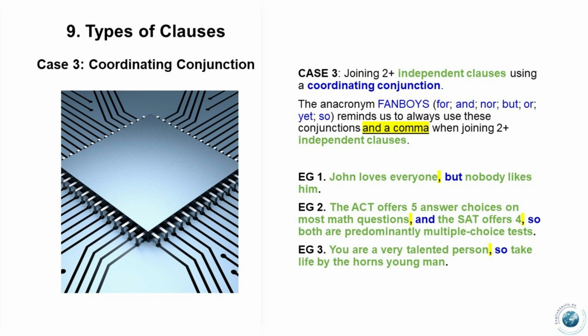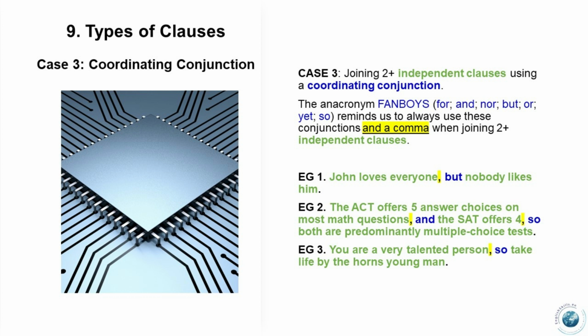Case 3. Joining two or more independent clauses using a coordinating conjunction. The acronym FANBOYS: for, and, nor, but, or, yet, so, reminds us to always use these conjunctions and a comma when joining two or more independent clauses.